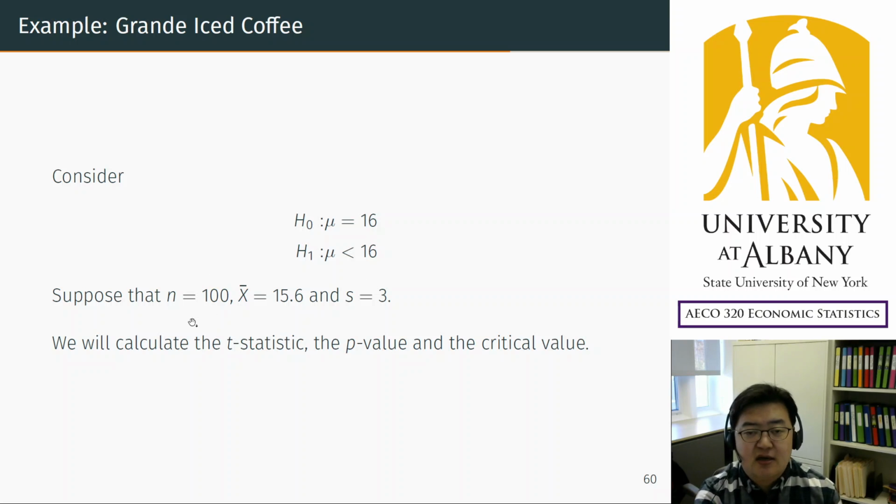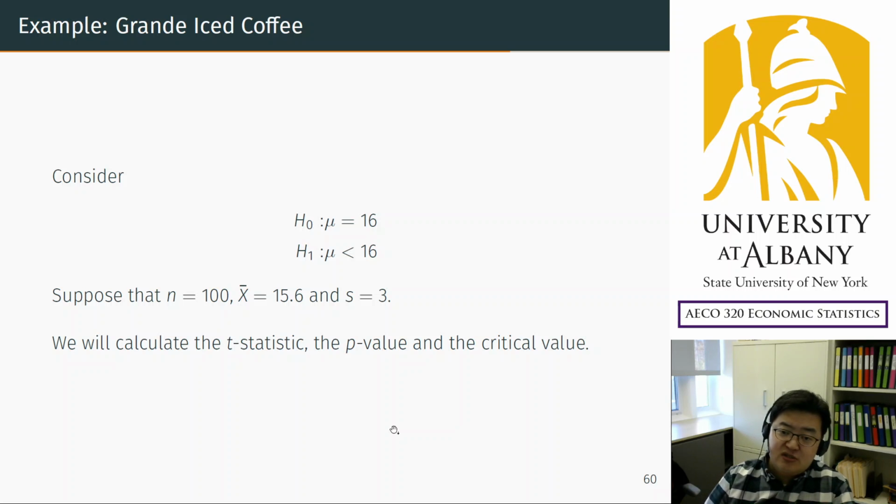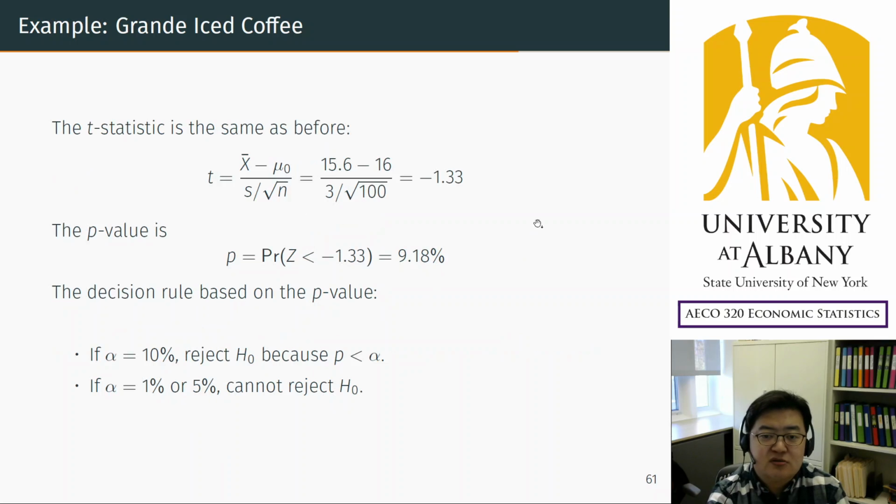And suppose that you randomly sample 100 Starbucks coffees and you obtain a sample average of 15.6 ounces and a standard deviation of 3. So you find in your sample the amount is slightly smaller, like 0.4 ounces lower than it has to be. So, in this case, with these numbers, I am going to calculate the t-statistic, p-value, and the critical value using the lower tail test. So let's just see how it goes.